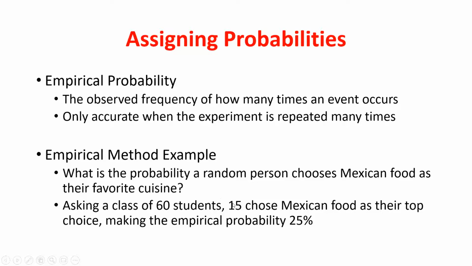So I'm using some data there to assign the probabilities, right? The experiment here is a little weird. The experiment here is asking somebody what their favorite type of food is, right? But it's still an experiment. I'm asking the same question, right? Now they're different people, so I can see different responses, right? But based off the data, I would say that the likelihood that they respond with Mexican food is 15 out of 60, right? Or a probability of 0.25.